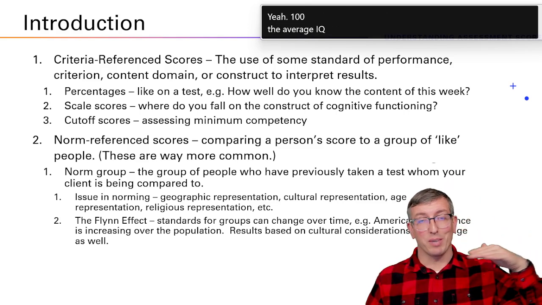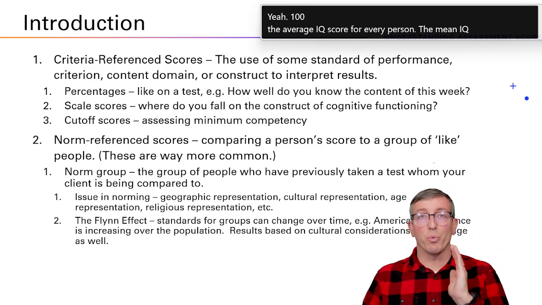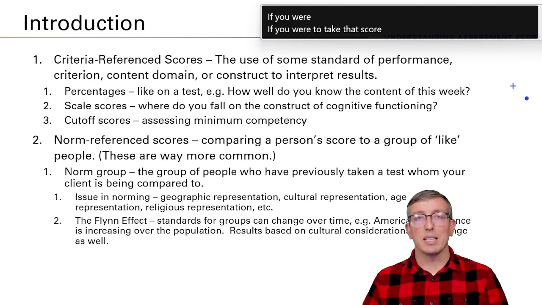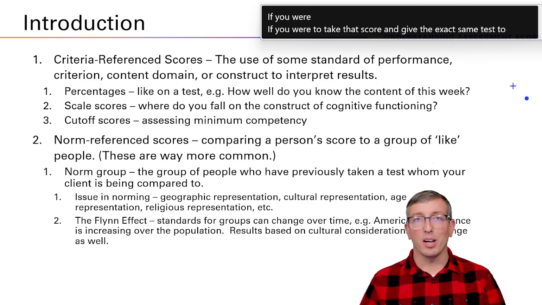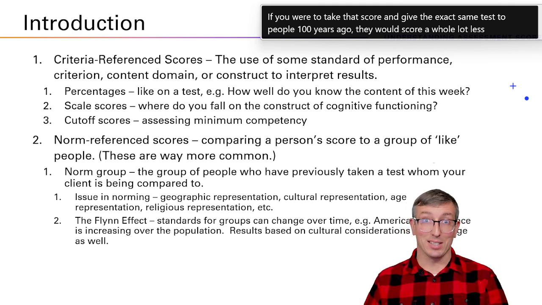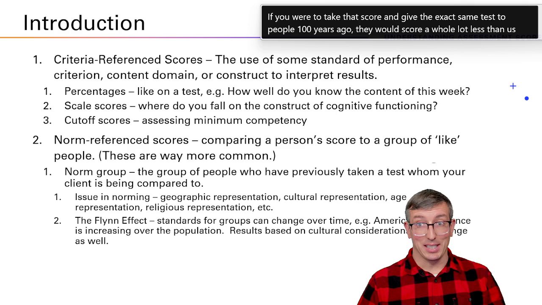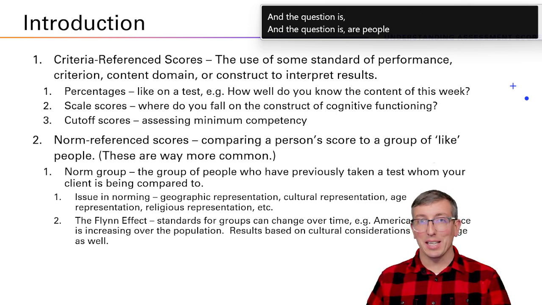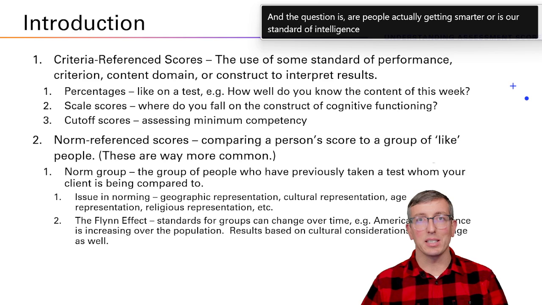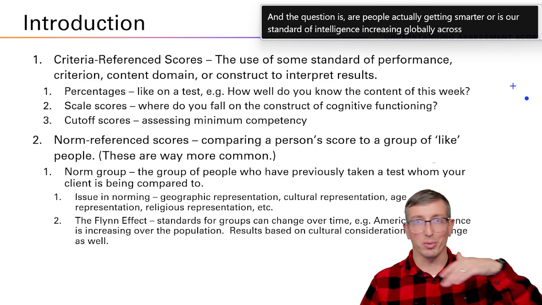The average IQ score for every person, the mean IQ, is 100. If you were to give the exact same test to people 100 years ago, they would score a whole lot less than us. And the question is, are people actually getting smarter, or is our standard of intelligence increasing globally across all people?